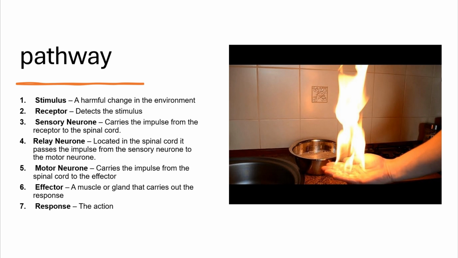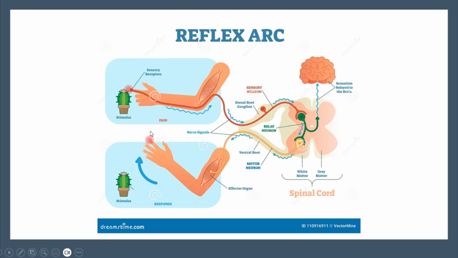Relay neuron. So after it moves from the sensory neuron to the spinal cord, the relay neuron located in the spinal cord passes the impulse from the sensory neuron into the motor neuron. And then the motor neuron is going to carry that impulse from the spinal cord to the effector. The effector is normally a muscle or a gland that carries out a response. And then the response is obviously the action. So if you touch a flame, the impulse is automatically going to go through the receptor to the sensory neuron, into the motor neuron, and then to the effector, and you're going to pull your hand away from it. You get me?